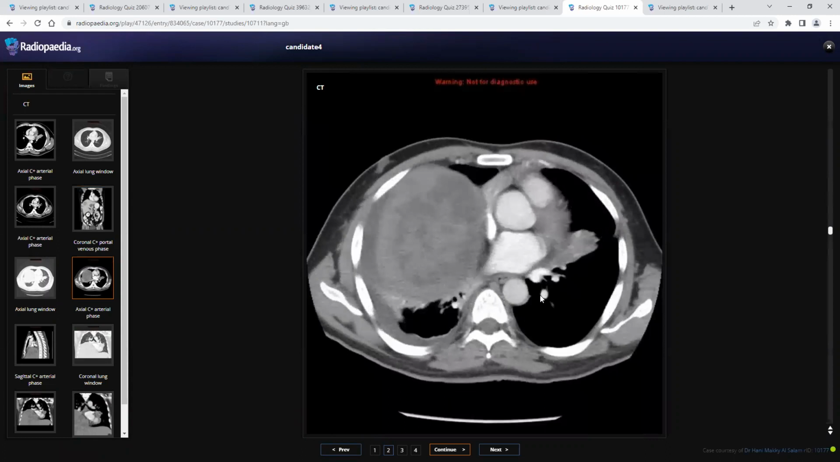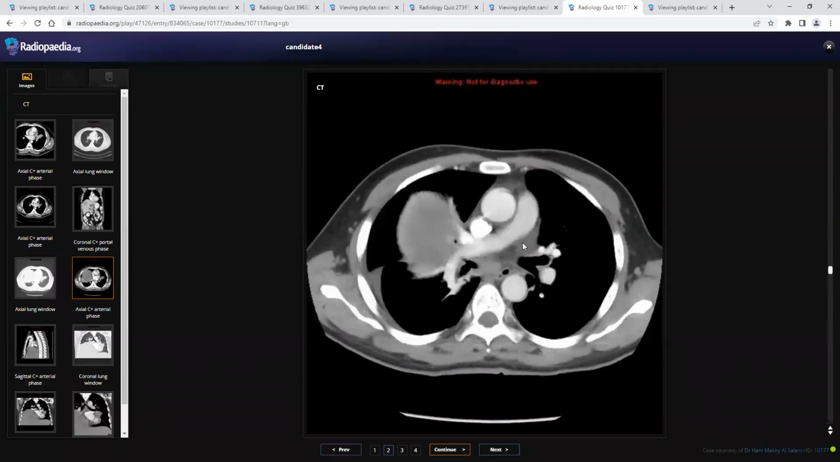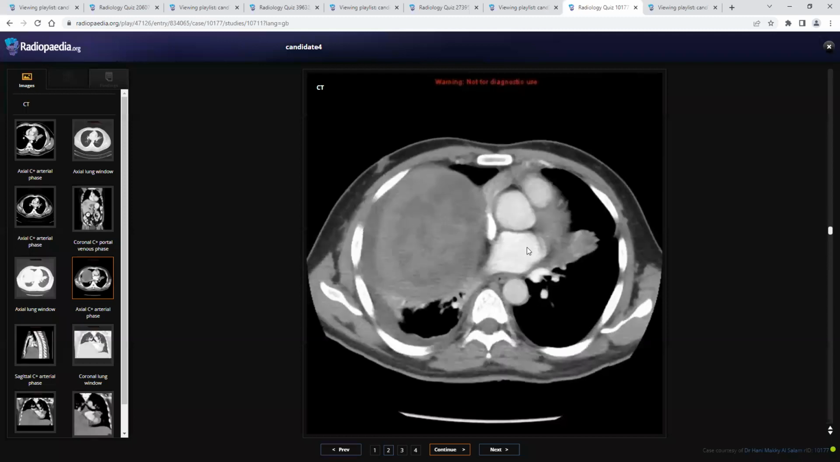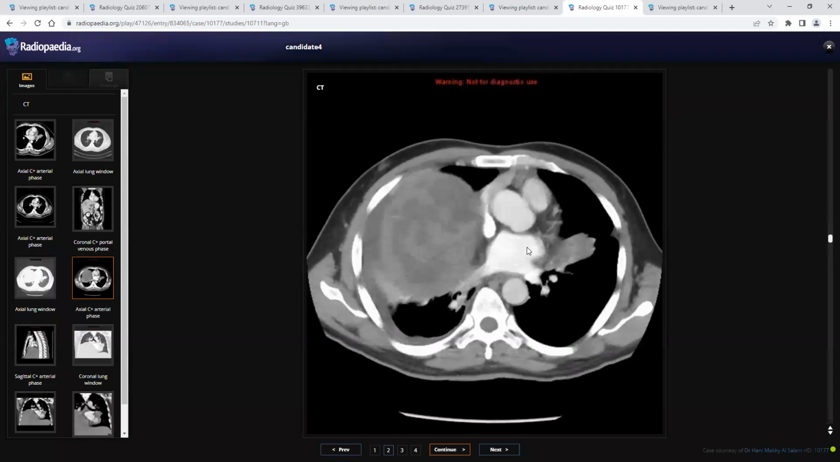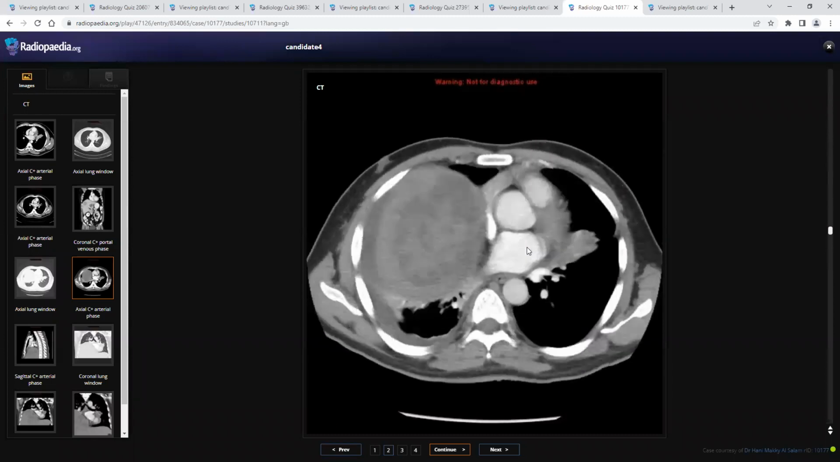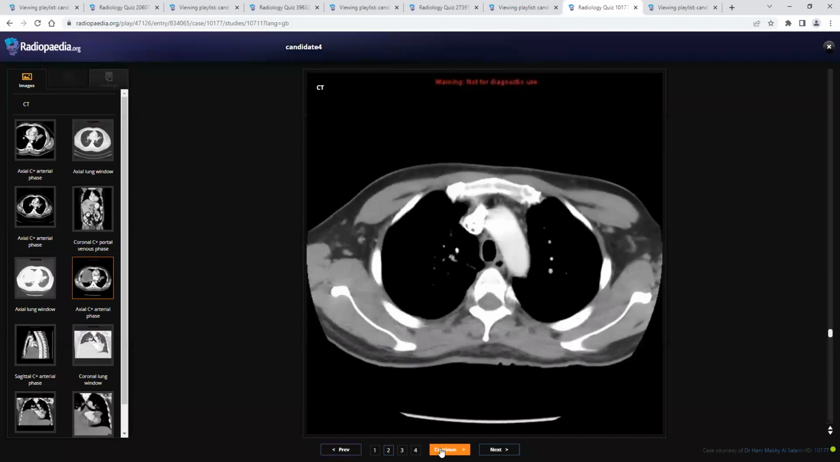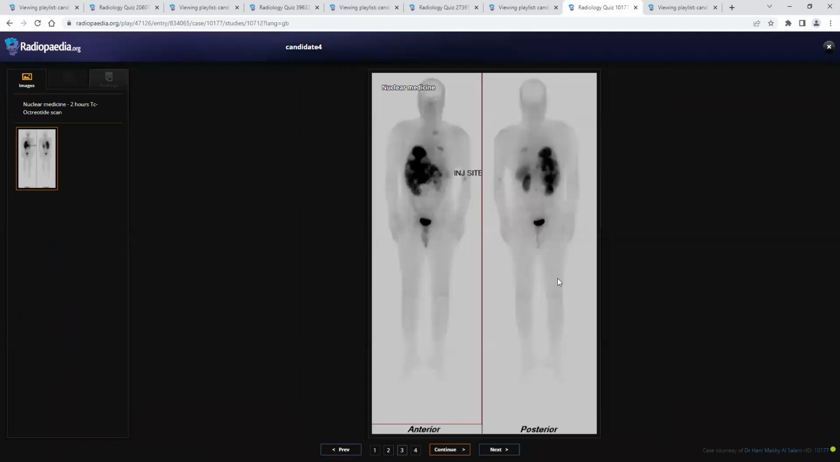These are the scrollable images. As you told, he has got a left perihilar lesion with multiple possible metastatic liver lesions. So the clinical team proceeded with further investigation of the lesion.